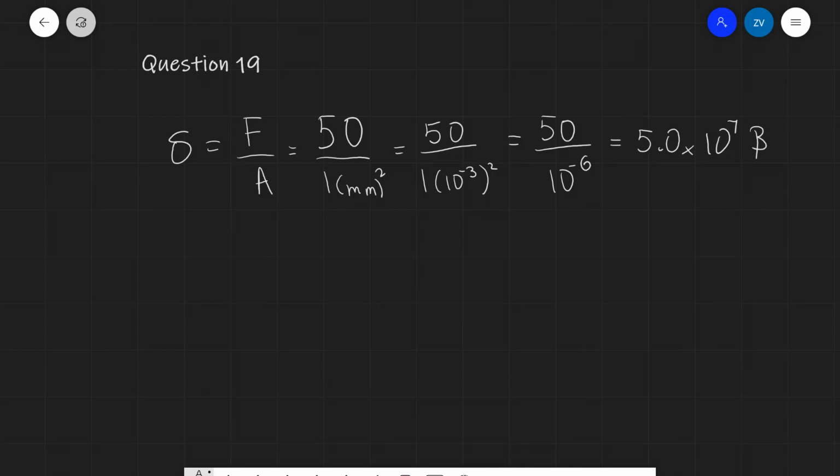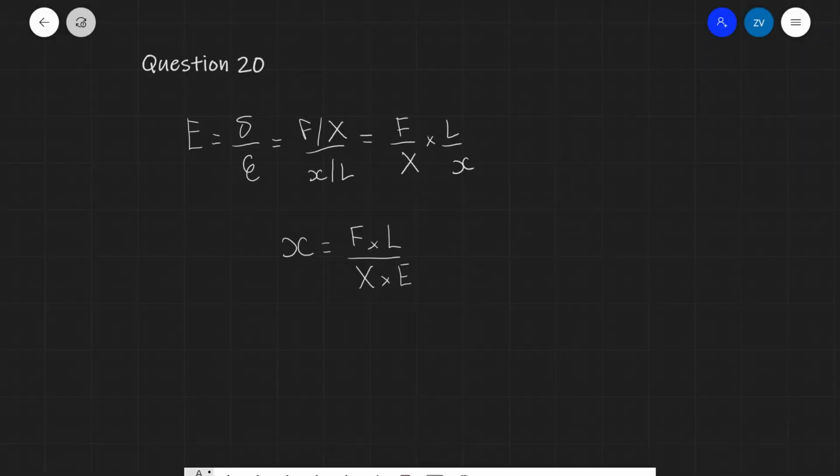This means that our correct answer will be C. So question 20, this is all about Young's modulus. So Young's modulus is defined as stress over strain. In other words, this is equal to the applied force divided by the cross-sectional area, divided by our extension over the original length. Now just tidying up this fraction, we get F over A multiplied by L divided by x, because dividing by a fraction is the same as multiplying by the inverse.